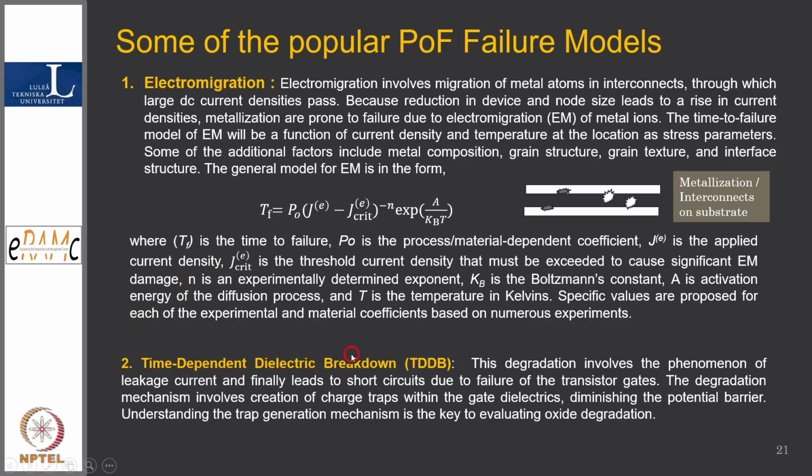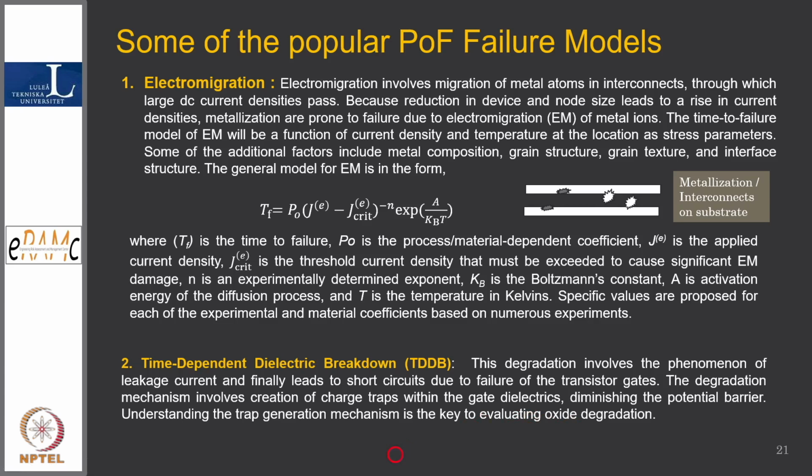And then time dependent dielectric breakdown. The degradation involves the phenomenon of leakage current. Why is it important? Because it leads to a leakage current, finally a short circuit due to failure of the transistor gates. I showed you in my previous slide the transistor gate, if they leak through the substrate. So in dielectric breakdown, the degradation mechanism involves creation of charge traps within the dielectric, diminishing the potential barrier. Understanding the trap generation mechanism is key to evaluating oxide degradation. That is time dependent dielectric breakdown.